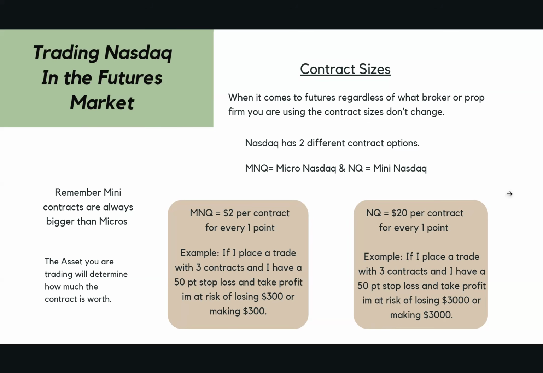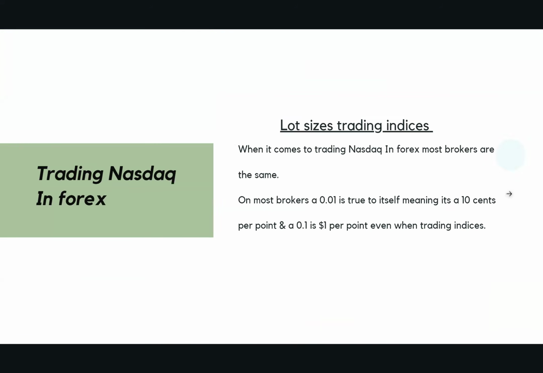The MNQ is $2 per contract for every 1 point. If I place a trade with 3 contracts and I have a 50-point stop loss and take profit with an MNQ, I'm risking 300 or making 300. Now the NQ, the mini NASDAQ, is $20 per contract for every 1 point. So if I trade with 3 contracts and I have a 50-point stop loss and take profit, I'm at risk of losing 3,000 or making 3,000. Okay, so that's the contract breakdown for NASDAQ futures.